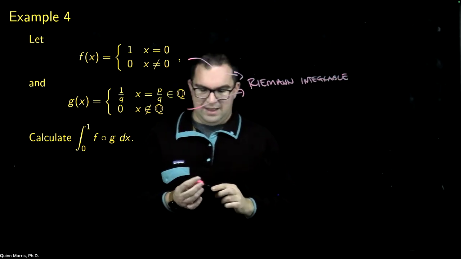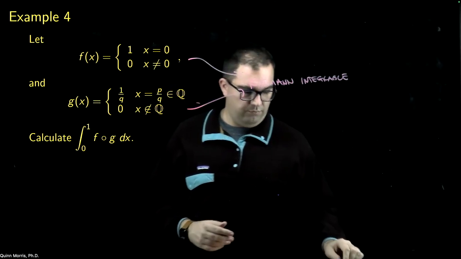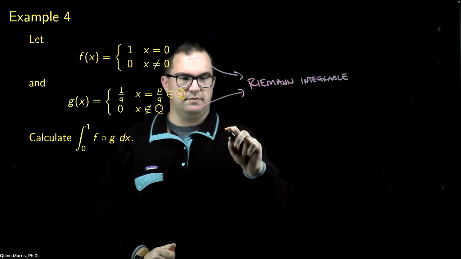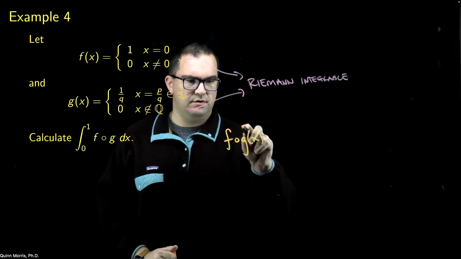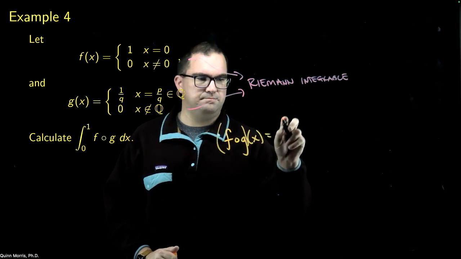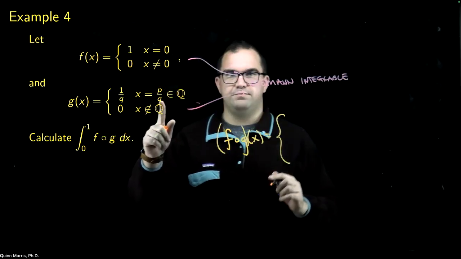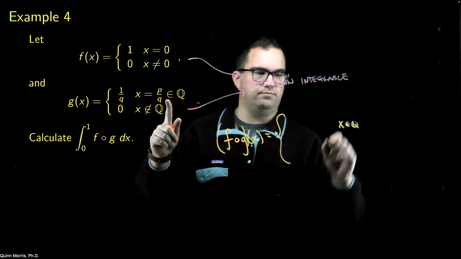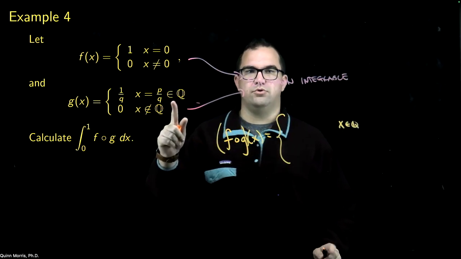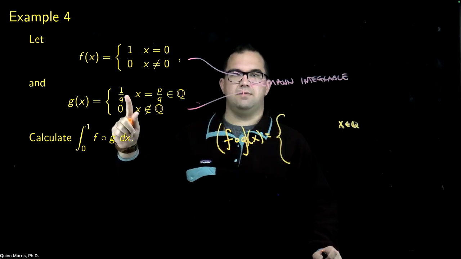Now let's look at the composition. If we want to integrate the composition, I should ask myself, what is that composition? What is f composed with g of some value x? Well, it's going to go first into the function g, so we better break it up. What if x is rational? If x is rational, I'm going to look at it in lowest terms, and g of x is going to be 1 over q for some value of q.